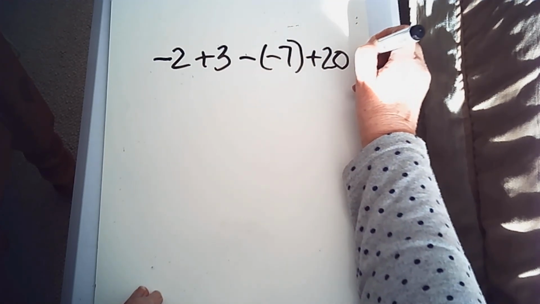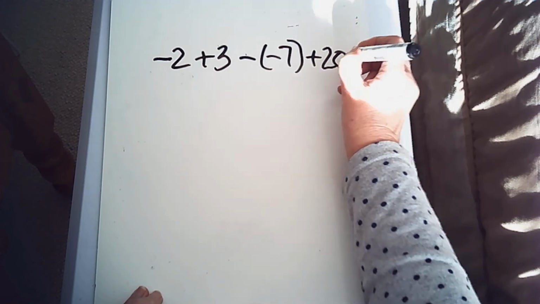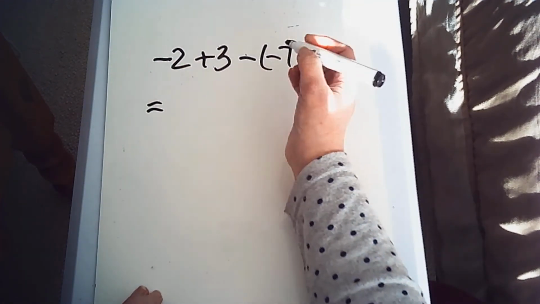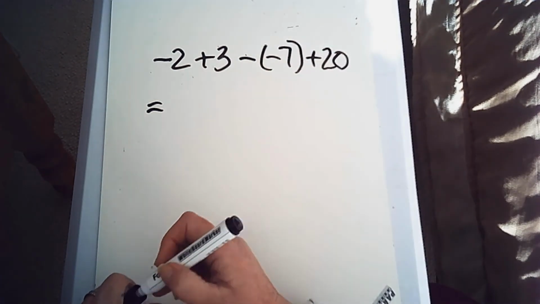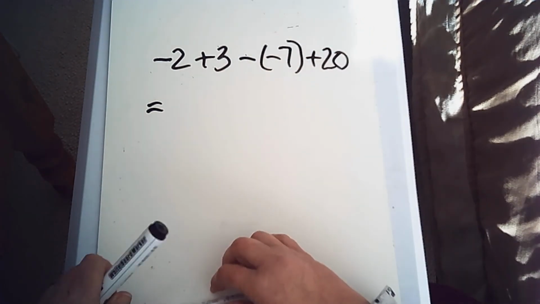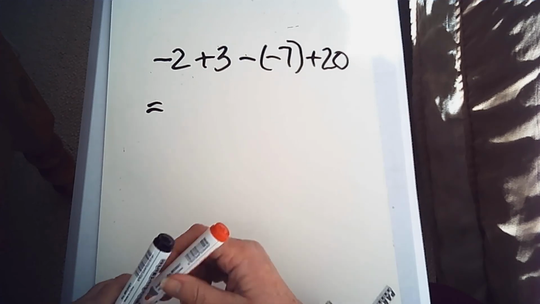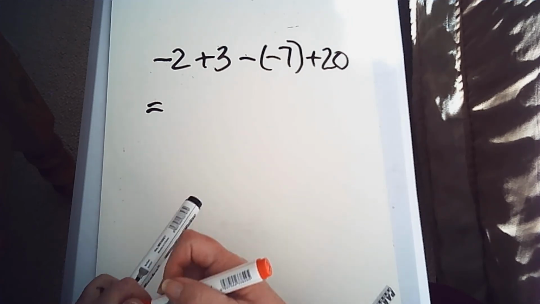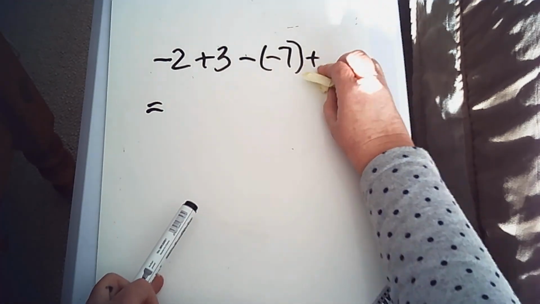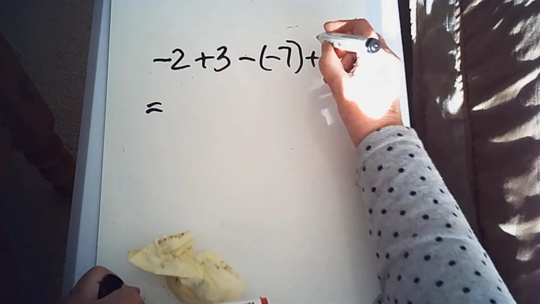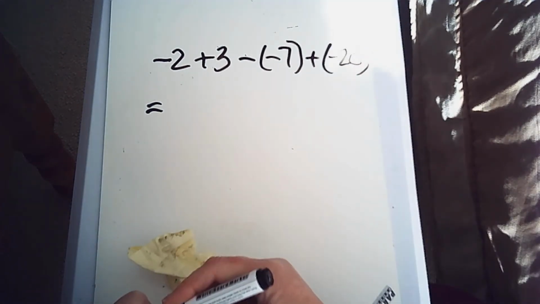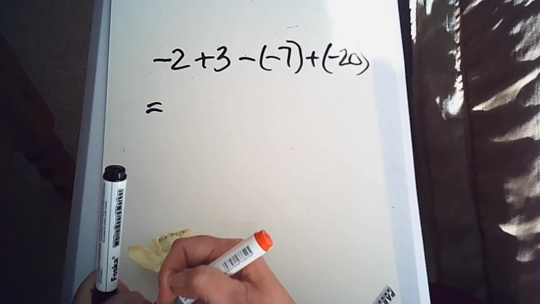Alright, so we're going to say minus 2 plus 3 minus 7 plus 20. Let me go on here. Okay, let's just do that one for now. Let me just change this a little bit. Alright, I'm going to do this one. Let me just make it a little bit more difficult. Minus 20.